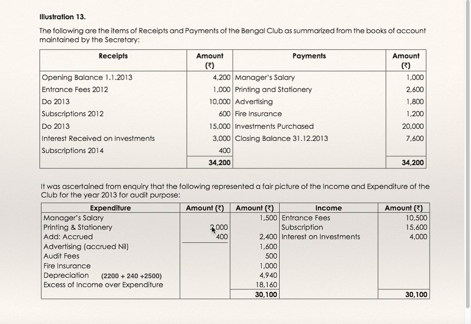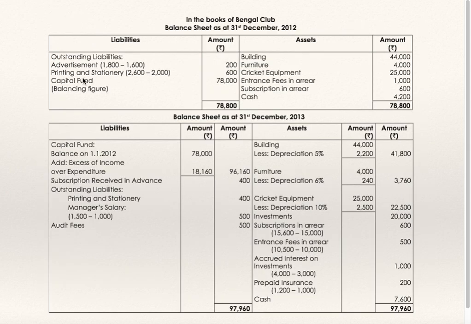Current year they have paid 2,000, but actual payment is 2,600. That means 600 was outstanding for the last year, which will go on the liabilities side of the opening balance sheet. Opening balance sheet, printing stationery outstanding is 600. Closing printing stationery outstanding is 400, which will go to the liabilities side of the balance sheet.